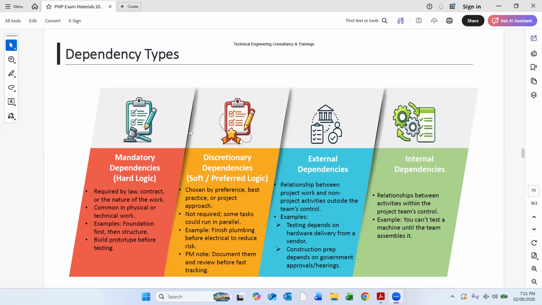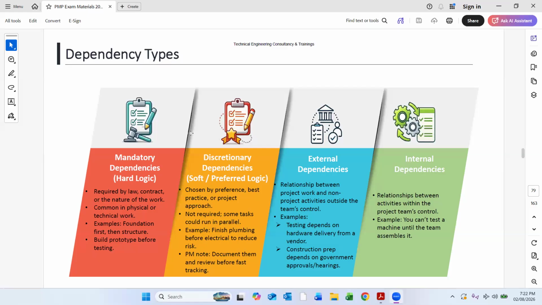External dependencies are relationships between project work and non-project activities outside the team's control. Example: testing depends on hardware delivery from a vendor, and construction preparation depends on government approval and hearings. And internal dependencies are relationships between activities within the project team's control. An example: you cannot test a machine until the team assembles it. So this is called internal dependencies. Can you tell me the difference between these four, just in your own words?